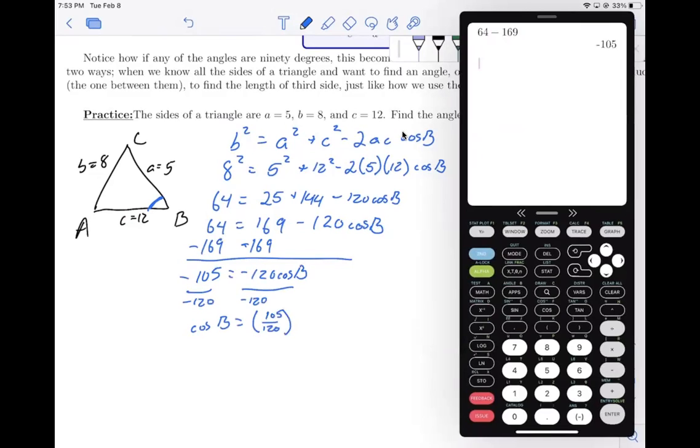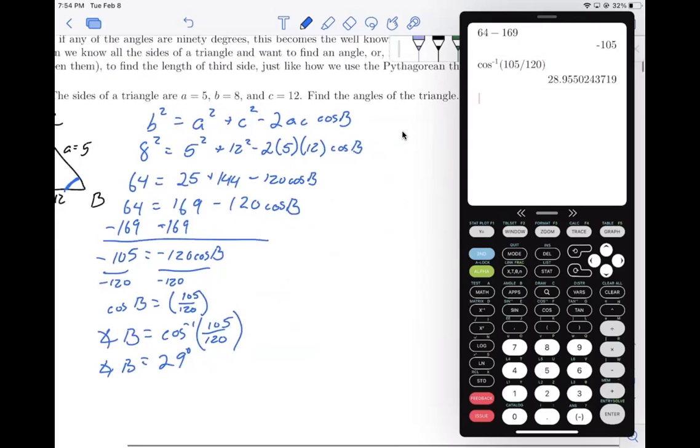But we're not interested in what the cosine of B is. We're interested in what the angle B is. So remember from unit 8, what we do is use the inverse cosine or the arc cosine, however you want to discuss it. So we hit on our calculators second cosine to show that we're using the inverse cosine, and then we just type in the ratio over 120, and we'll get that angle B is equal to about 29 degrees. I'll round it off to 29 degrees there.